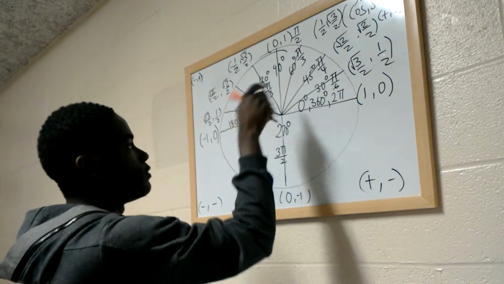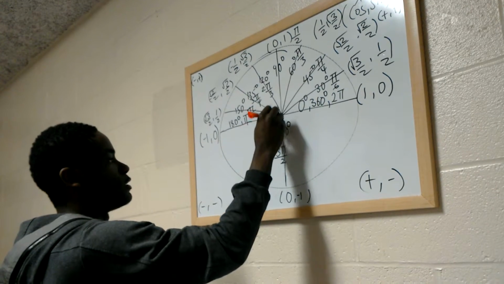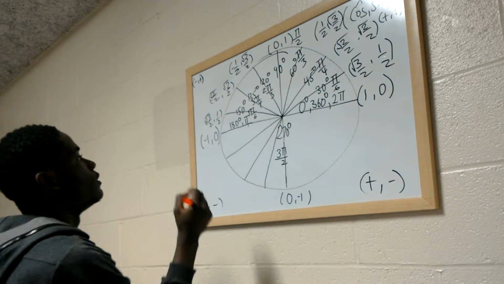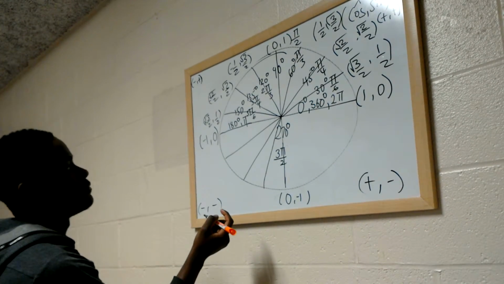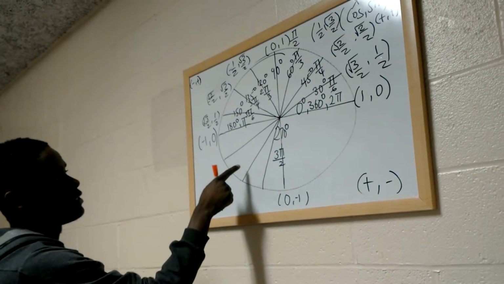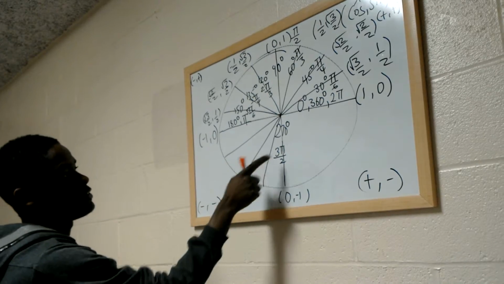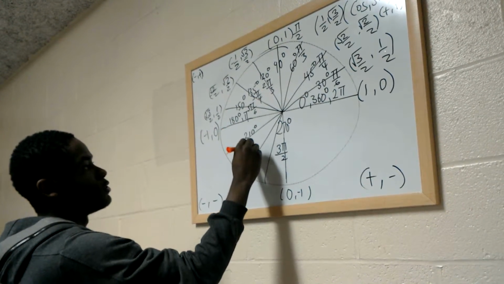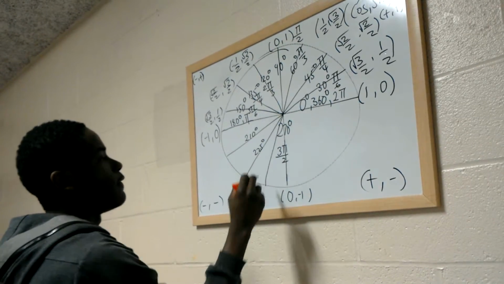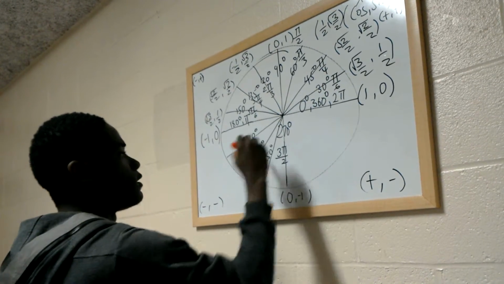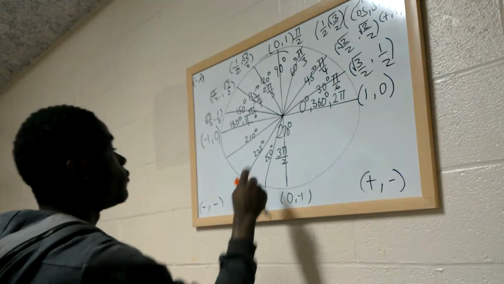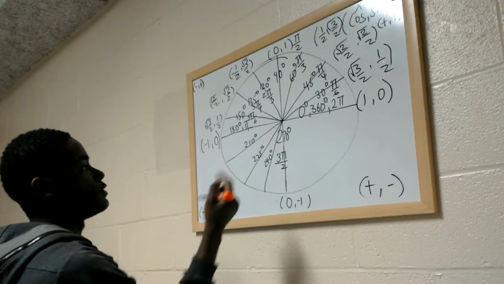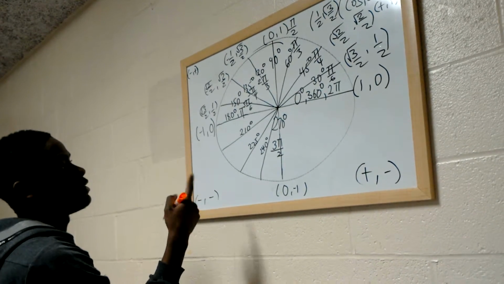So we're going to go to the third quadrant. In this quadrant, you follow the same rule: 30, 15, 15, 30. So now you have 210, 225, 240, and 270. So 30, 15, 15.